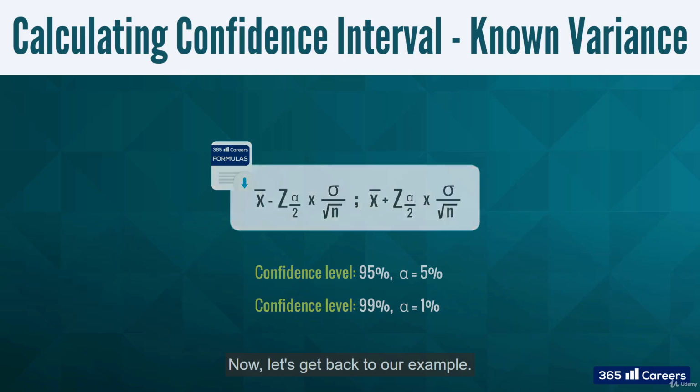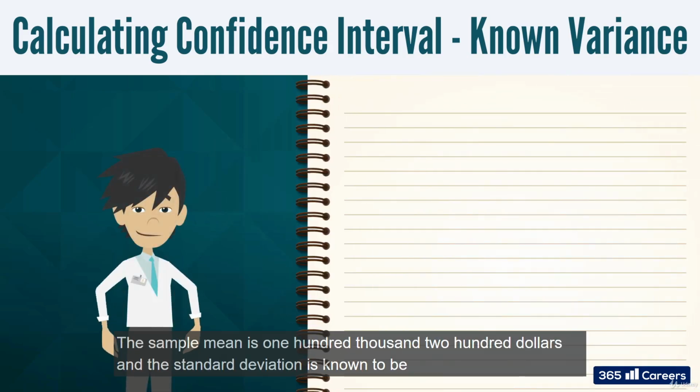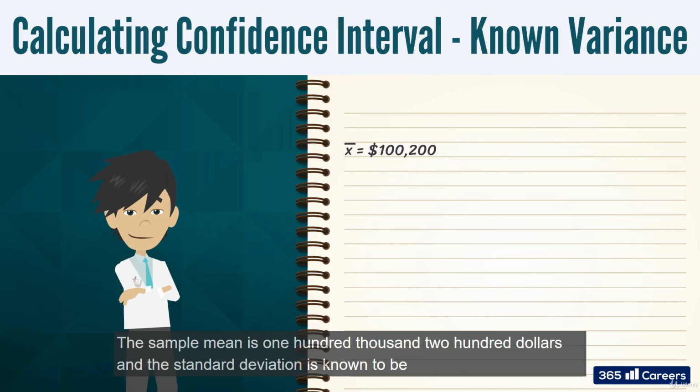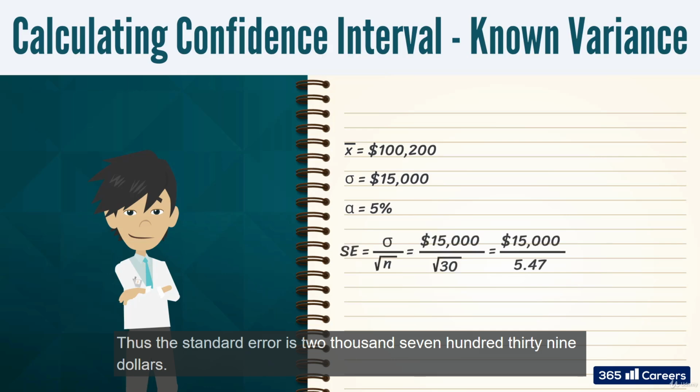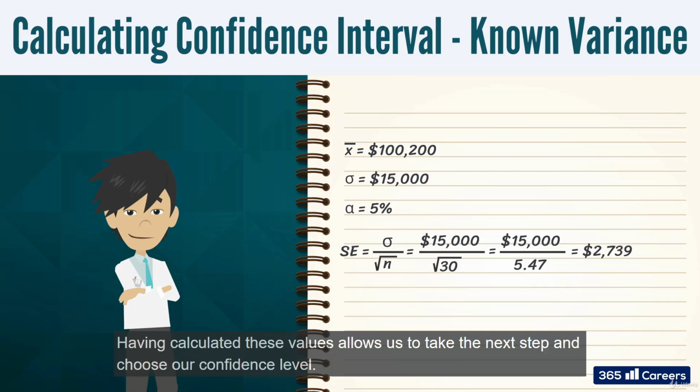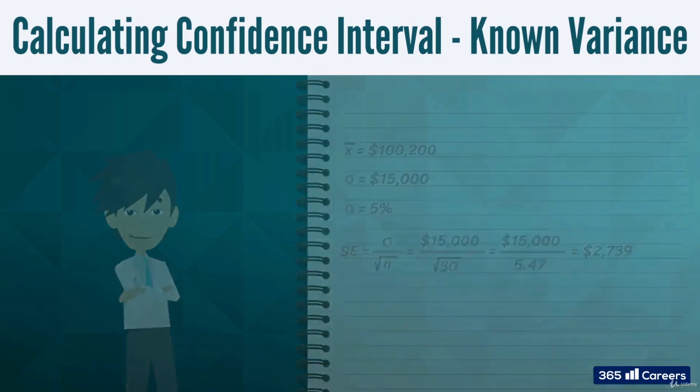Let's get back to our example. The sample mean is $100,200, and the standard deviation is known to be $15,000. Thus, the standard error is $2,739. Having calculated these values allows us to take the next step and choose our confidence level.